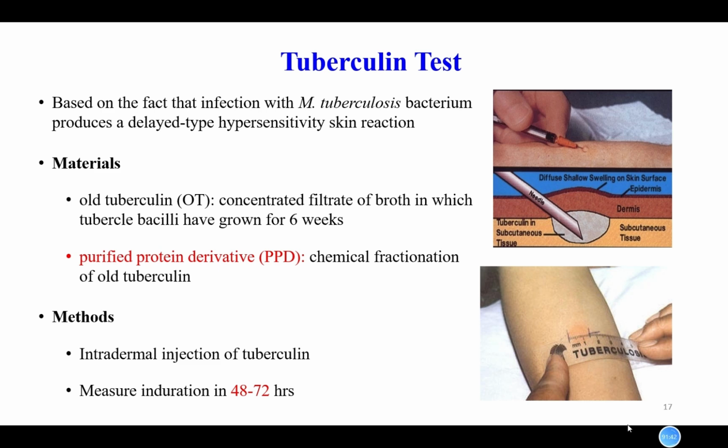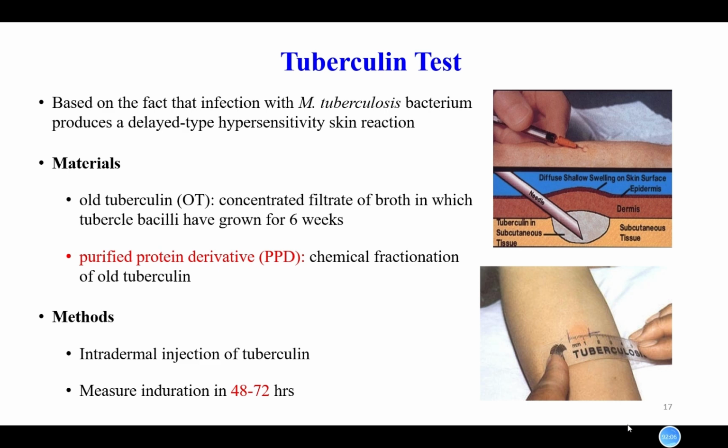Dr. Robert Koch worked on tuberculin for a long time, and he won the Nobel Prize for his work on tuberculin. He wanted to use tuberculin as a vaccine, but it does not work. But we can use tuberculin for diagnosis.